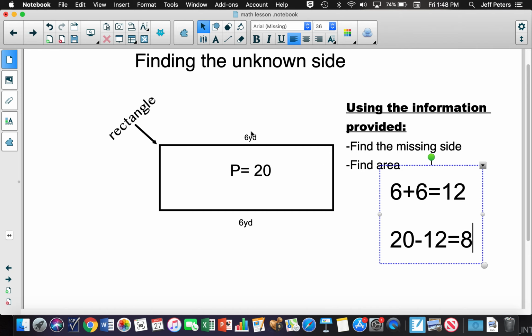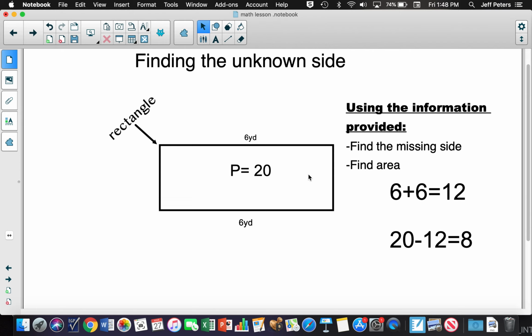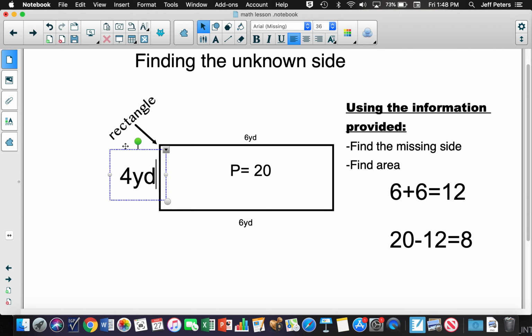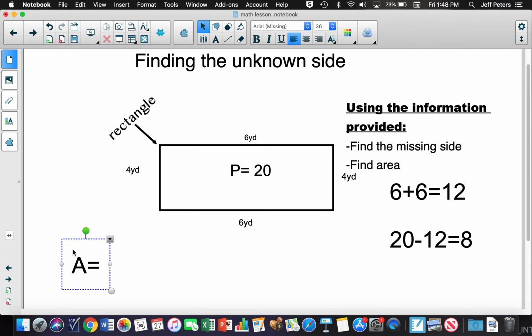So the entire perimeter is 20. These two lengths are 6 and 6, so that equals 12. So we have 8 more. We're going to have to divide it among these two widths. So we have our 4 yards there, and then we have 4 yards on that side. Excellent. So we found our missing sides, and now we can go ahead and find our area.